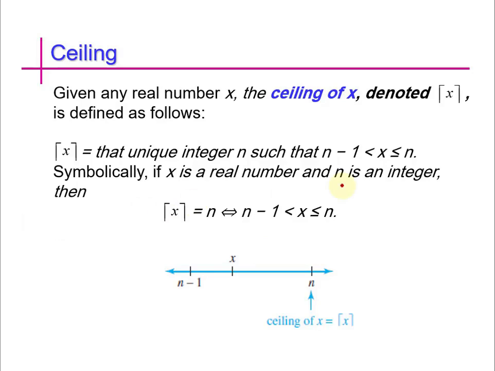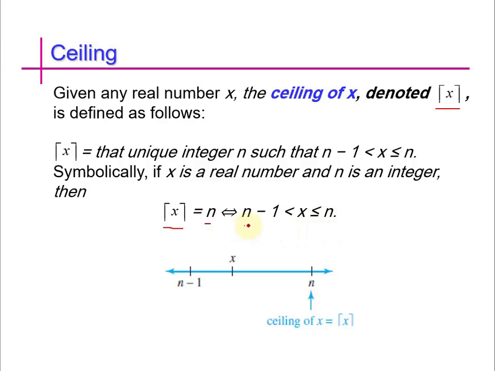Similarly, we can define the ceiling of x, and the ceiling of x is denoted by this symbol, and what it says is that unique integer n such that n minus 1 is less than x is less than or equal to n. We are saying the smallest integer which is greater than or equal to x, and symbolically we can write it: ceiling of x is equal to n if and only if n minus 1 is less than x is less than or equal to n.